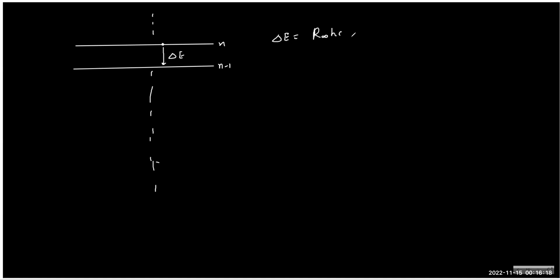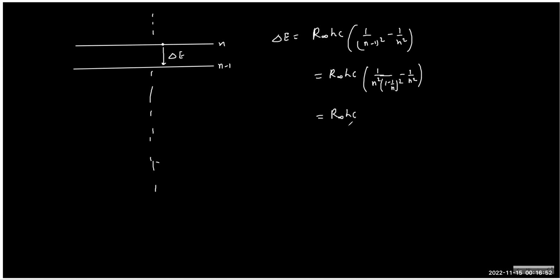R H c times 1 by n square minus 1 by n minus 1 square, right? Is this clear? There are two ways you can do this. You can take n common, because n is very large, so 1 by n is very small.